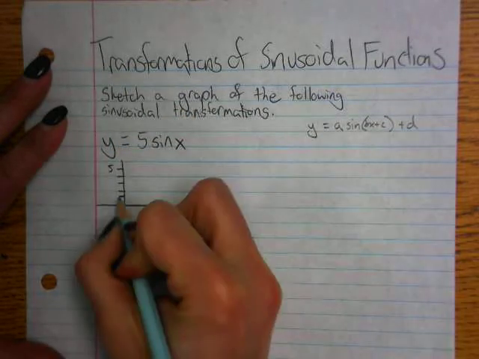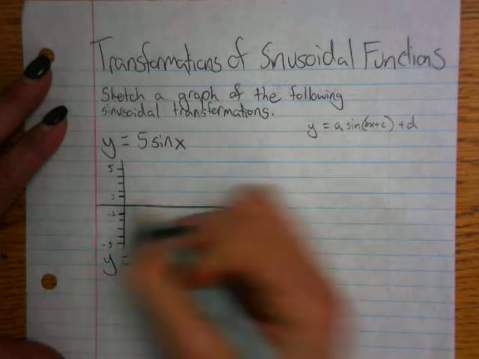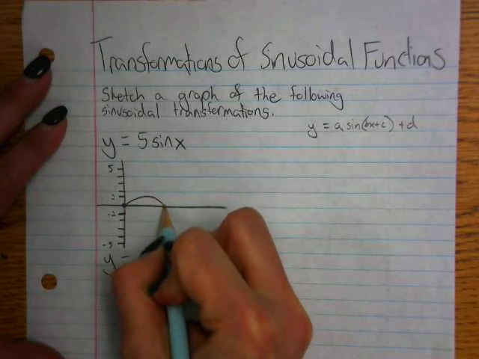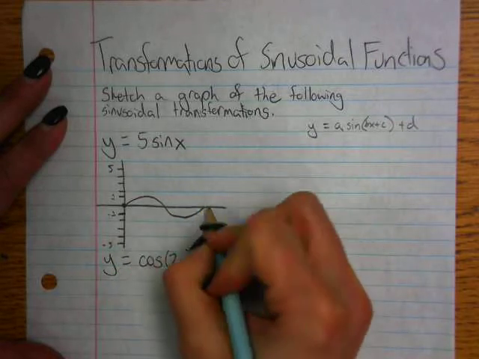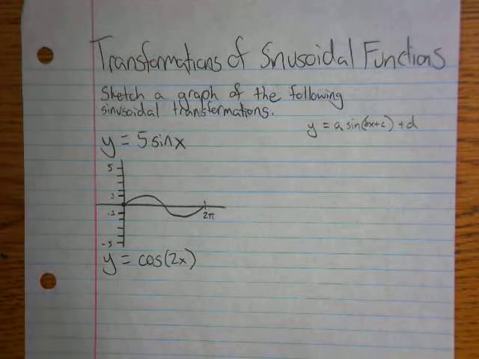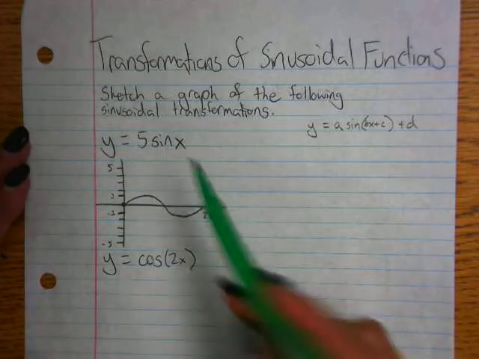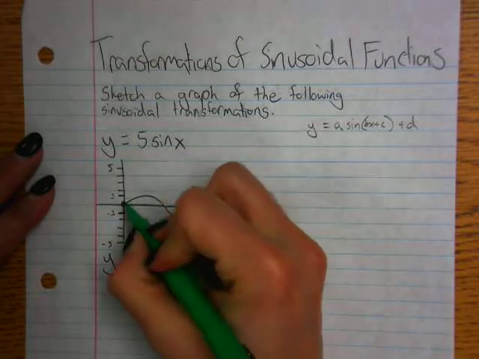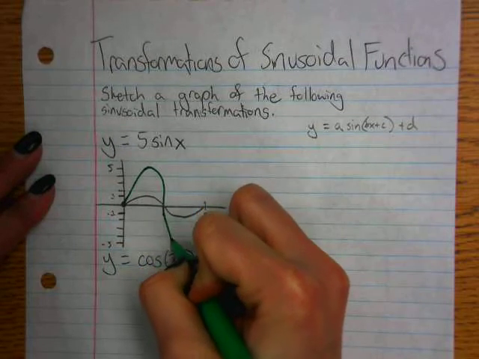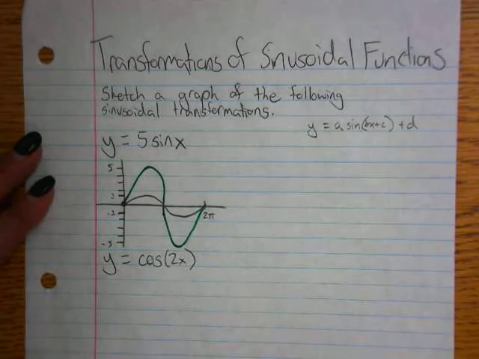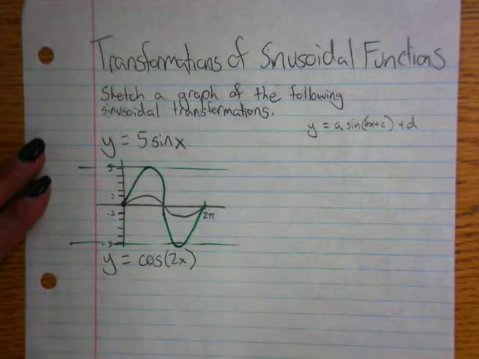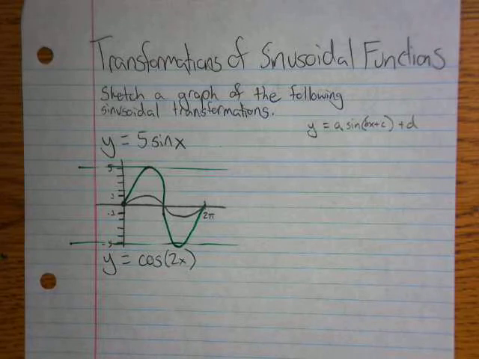But our original sine graph only went up to 1 and down to -1. So it started at 0, it went up to 1, down to -1, and ended back at 0 at 2 pi. Okay? Our new graph of 5 sine of x is going to start at 0, 0, but it's going to go up to 5, down to -5, and back to 0 at 2 pi. So it's going to stretch up like this, and our amplitude is going to change to 5.